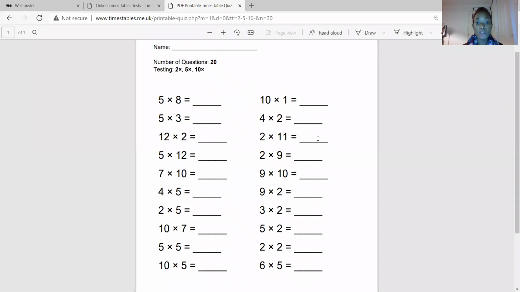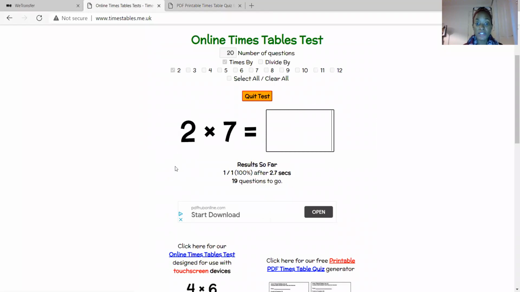So here is an example on the website of the printed tables you could get if you chose to put in 20 questions using the 2, 5 and 10. Here is an example of the online times table test I was referring to, where you could quickly do the test yourself and do the questions counting down. I happen to do this as an example. Already got 1 out of 1, 100%, and it took me 2.7 seconds. So it shows you how you're doing.